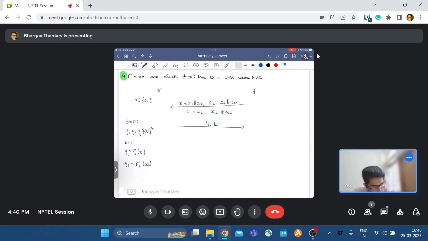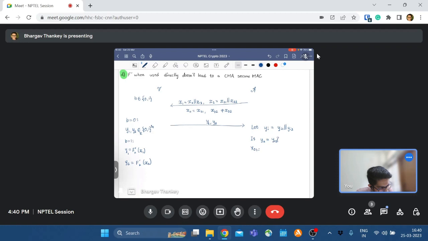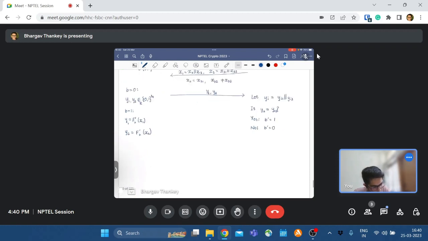And what the adversary does is the following. Let yi be yi1 concatenated with yi2. It checks if y11 equals y12. If yes, it sets b prime to 1. If no, then it sets b prime to 0, and sends b prime to the verifier.